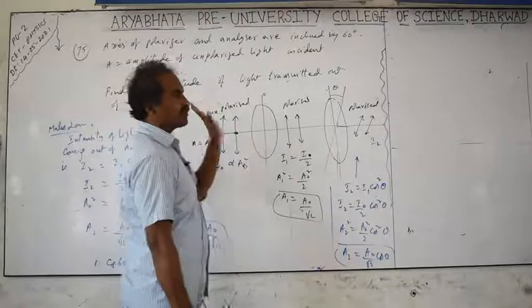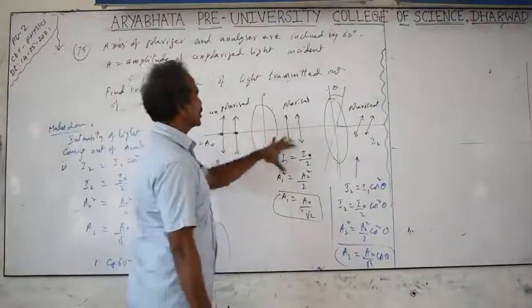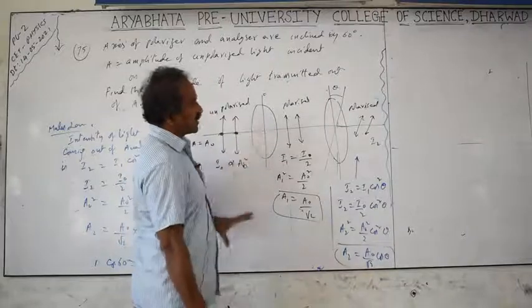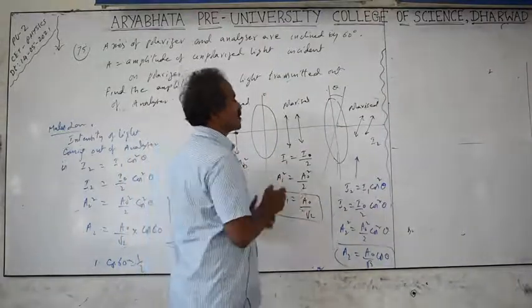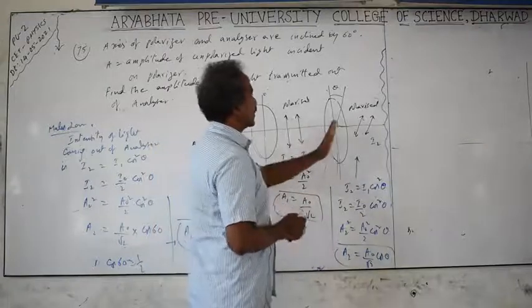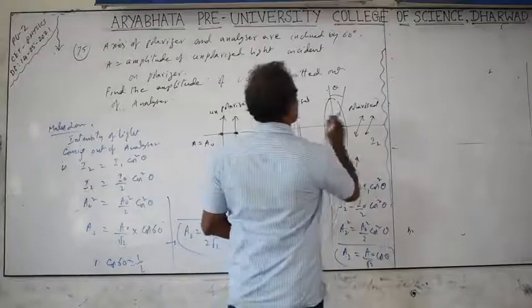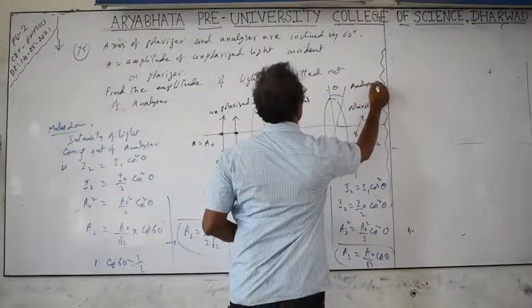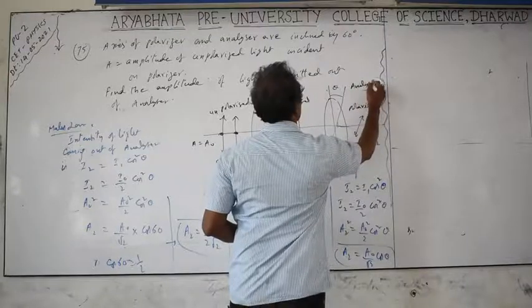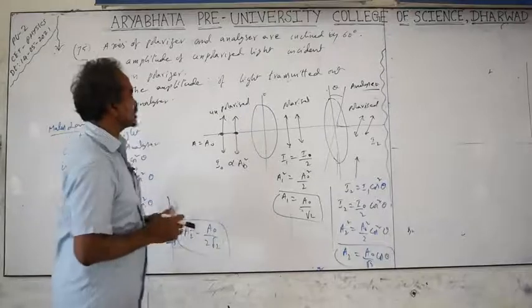Polarizer and analyzer are nothing but polaroids only. Both are the same. But if you convert unpolarized to polarized light, it is called a polarizer. If polarized light is already there, and you are verifying whether the light is polarized or not, that second polaroid is called an analyzer. So the first polaroid is the polarizer, the second polaroid is the analyzer.